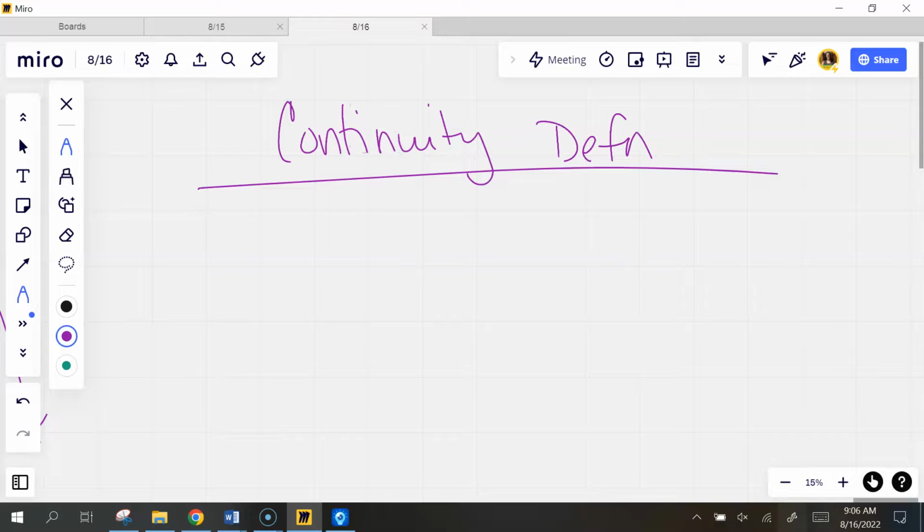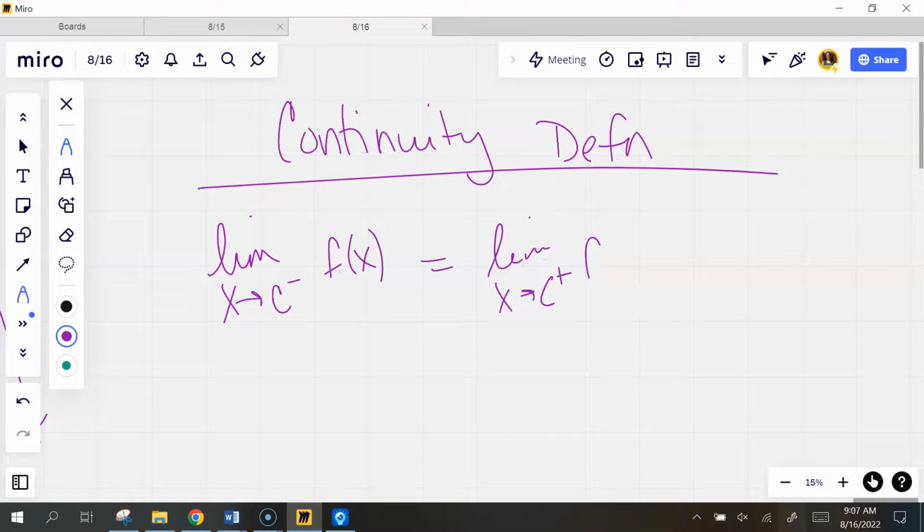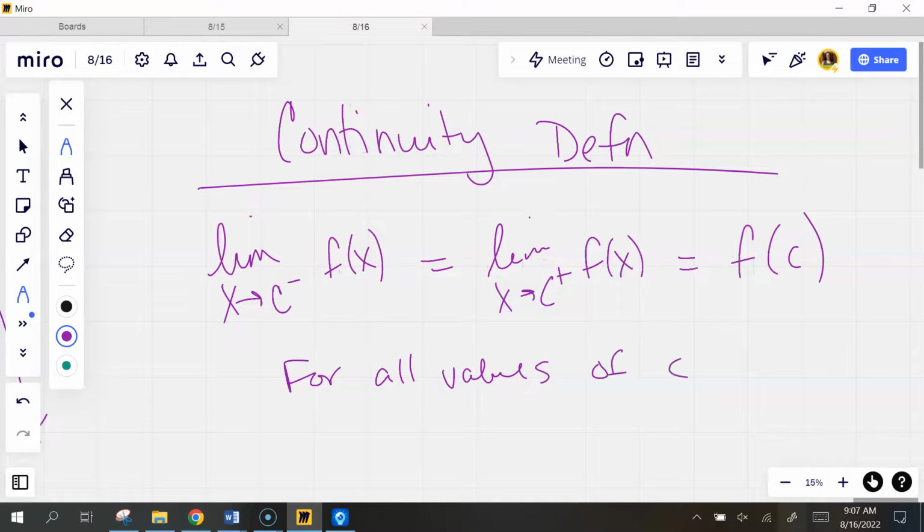The limit, okay, so if I have f of x, your limit as you approach some value c has to equal the limit from the right, from the left, and it has to also equal the value at that particular point. Okay, so this has to be for all values on your domain. If it doesn't, then that's your point of discontinuity is C.